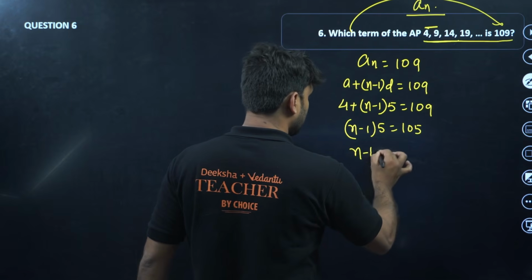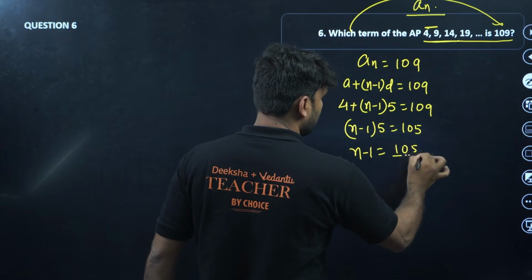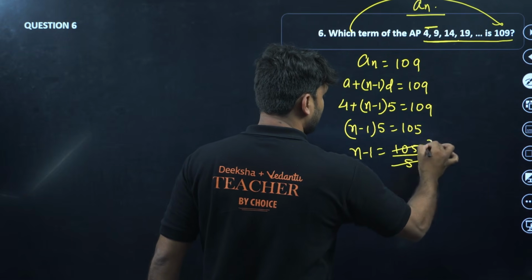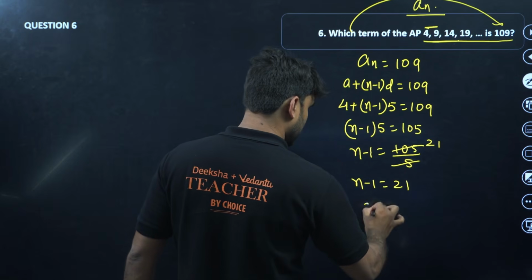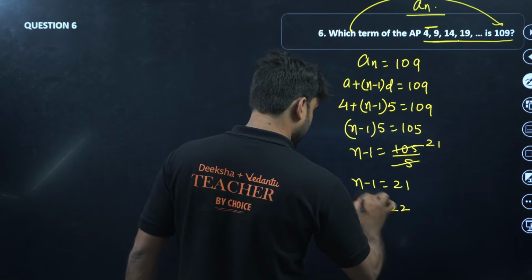105 divided by 5, 5 twos are 10, 5 ones are 5. So n minus 1 is 21. So n will be equal to 22.